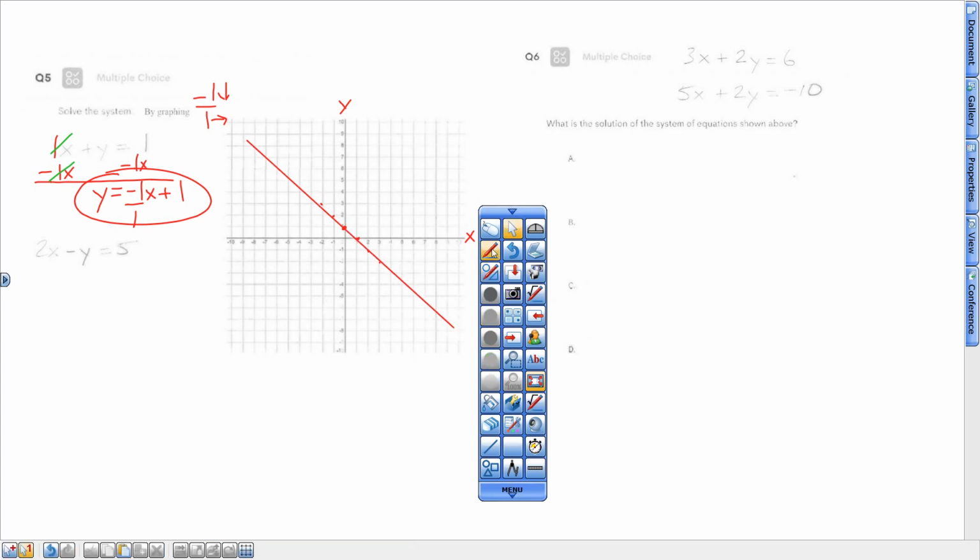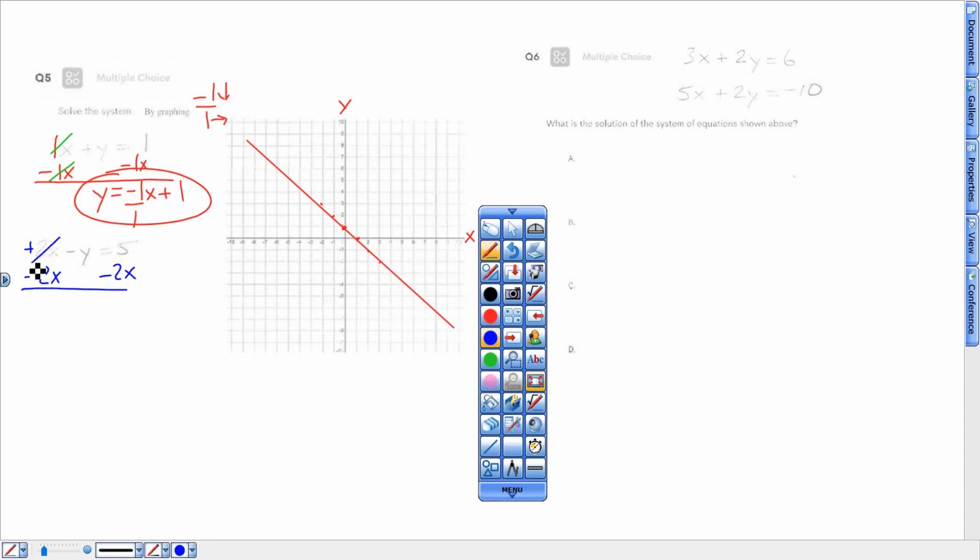All right, next one, tougher one, because I have a negative right here in front of y. Can't have that negative there. I need to get rid of that eventually. But this 2x being positive, I'm going to subtract 2x on both sides.